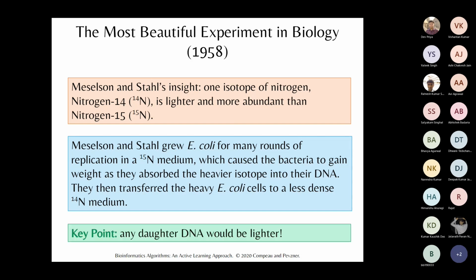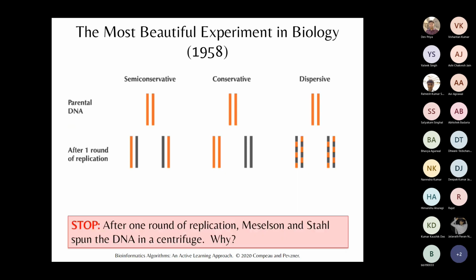So now with this, they were able to try to decipher what form of replication is happening. The key point here was that the daughter DNA will be lighter, right? All right. So now after one round of replication, if you have semi-conservative replication, what Meselson and Stahl did was that after one round of replication, they spun the DNA in a centrifuge.